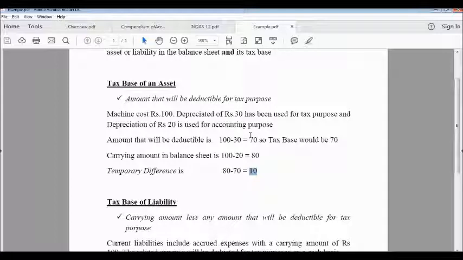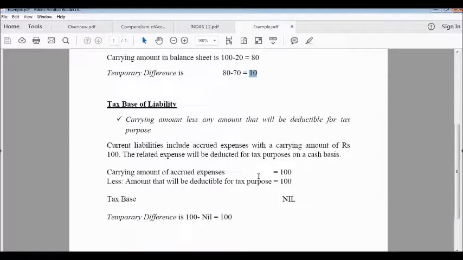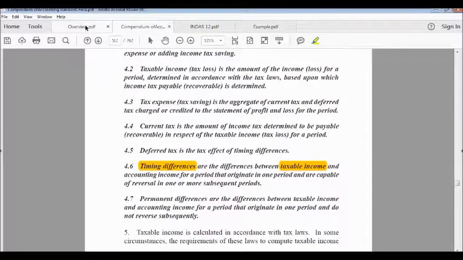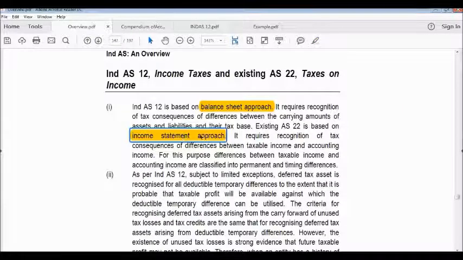So 10 rupees is the deferred tax liability in our case, and here the 100 rupees is the deferred tax asset in our example. Just the language is changed, everything is similar, so don't confuse it. So that is the first major difference. The approach is different, the balance sheet concept is there. Earlier it was the income statement approach, so nothing changed, just the language is slightly different.